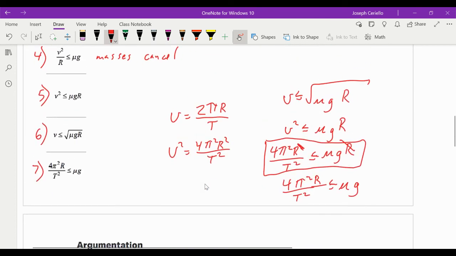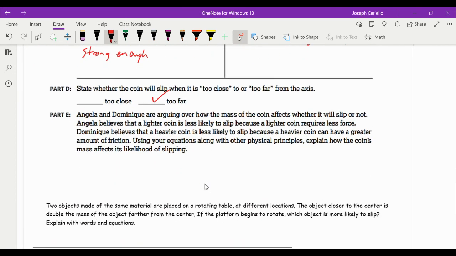Look at your equation. There is no mass in the equation. The mass cancels out. Therefore, it doesn't matter. But they both did a really good job of explaining why it cancels out.